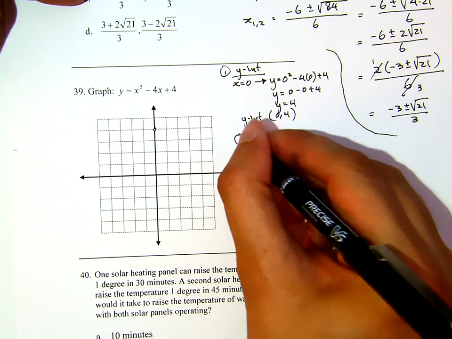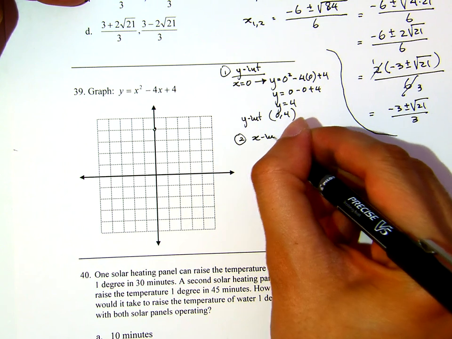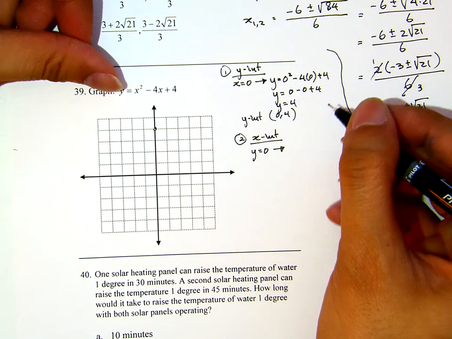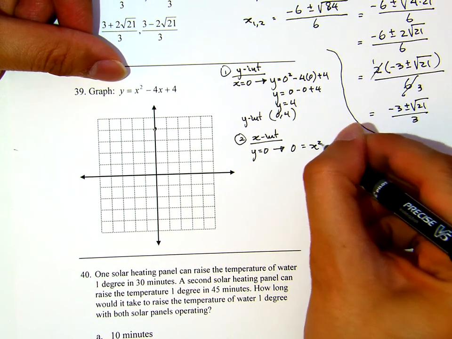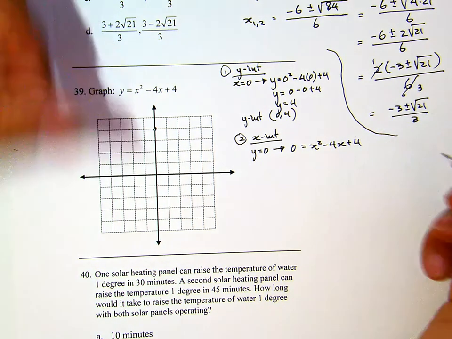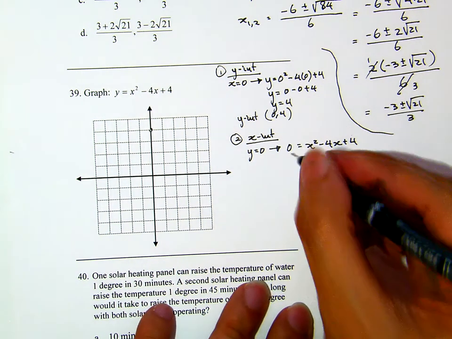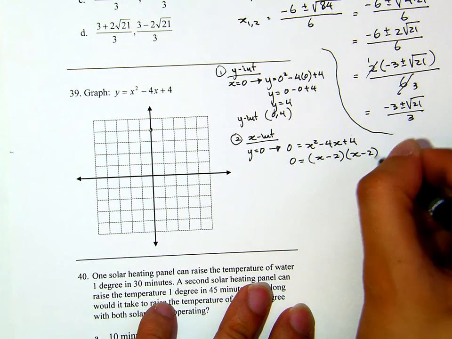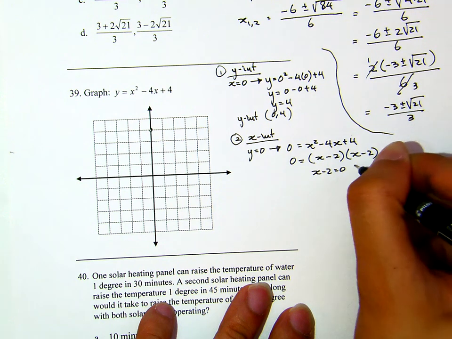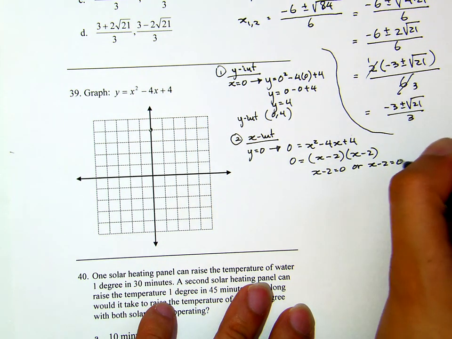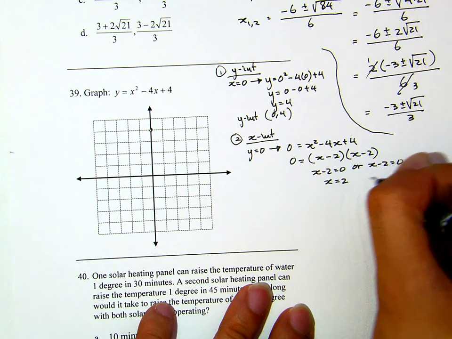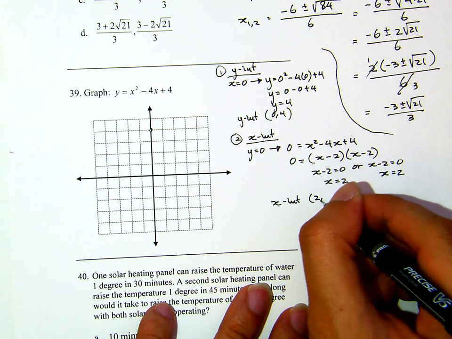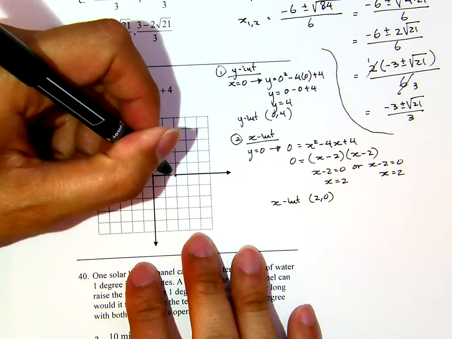Now how about the x-intercept? The x-intercept will be found by setting y equals 0, right? If I set y equals 0, then 0 equals x squared minus 4x plus 4, and from there we solve for x. Of course, one thing we can do is factorize, right? This would be (x minus 2) times (x minus 2), which implies x minus 2 equals 0, or x minus 2 equals 0. Well, they're the same, so we see that the x-intercept is (2, 0). Okay, the x-intercept is (2, 0).